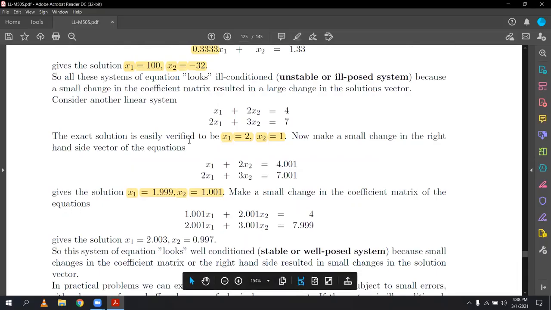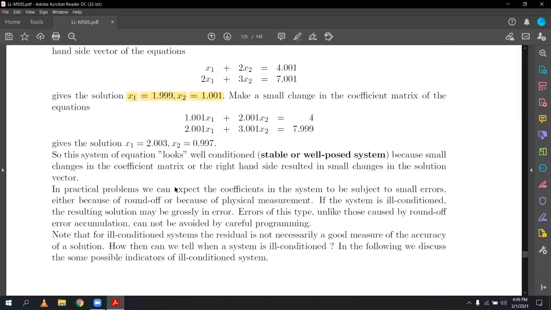So this is another way. If we make a small change in A, but we have a big change in the solution, it means something is wrong with the system. Or we make a small change in B, and there is a big change in the solution, it means something is wrong with the system, and we call it the ill-conditioned system. But if we make a small change in A or in B, and there is no big change in the solution, it means you are dealing with a well-conditioned system. This is another way we can have here.